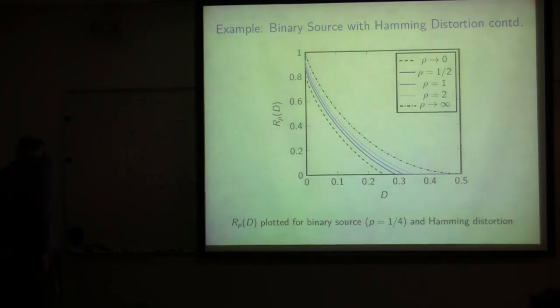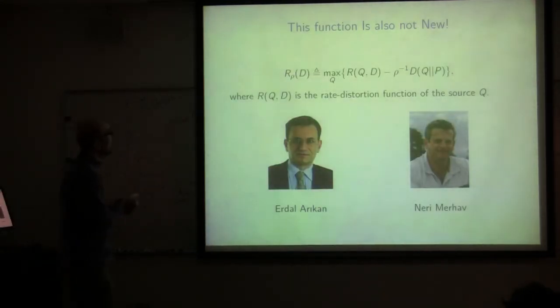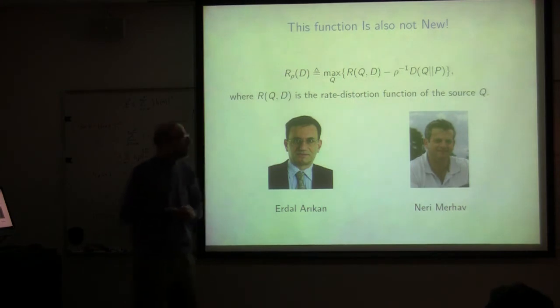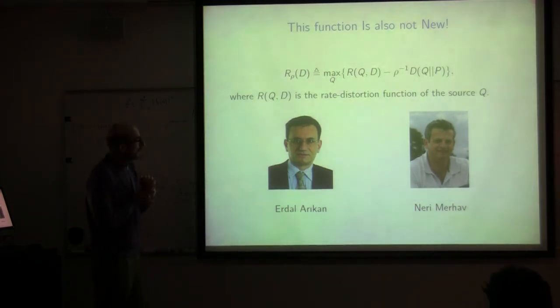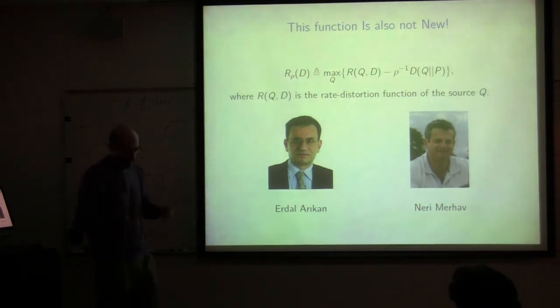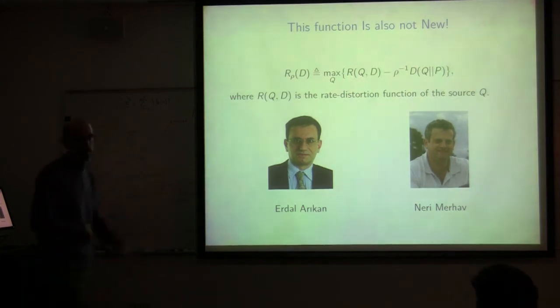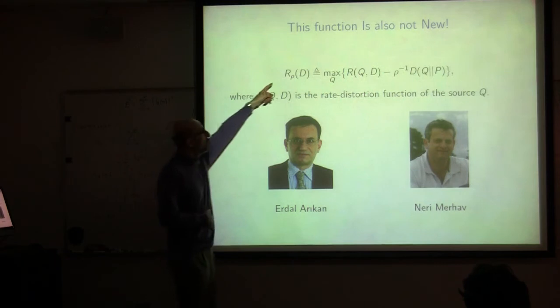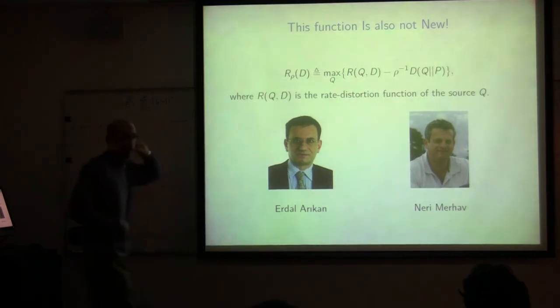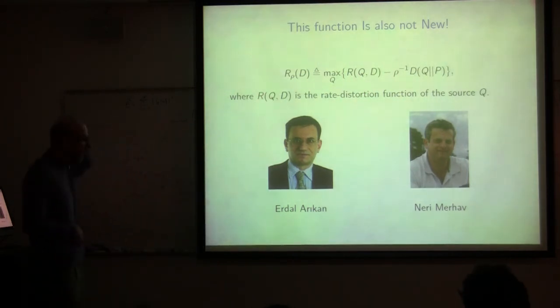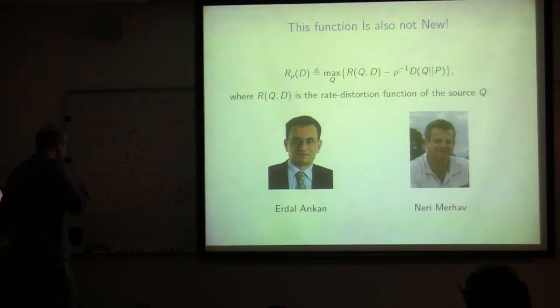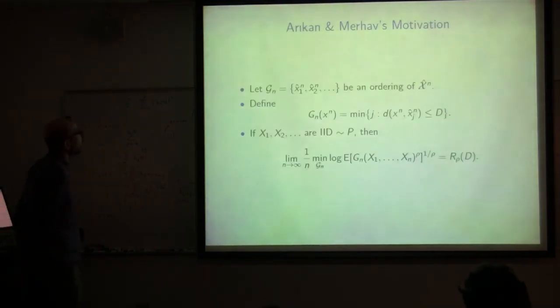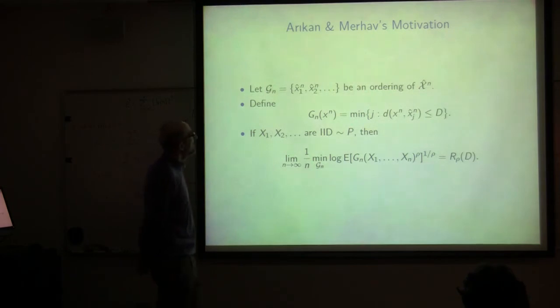Okay, why is this not new? Well, it turns out that this function has actually appeared before, in the work of Arikan and Merhav, and in fact, some of the analytic properties that we needed, we could find in their papers, so it's actually very useful for us. So this function has appeared before in their work, and it's related to guessing. Turns out that this is the connection. They were interested in a completely different problem, and this is their motivation.